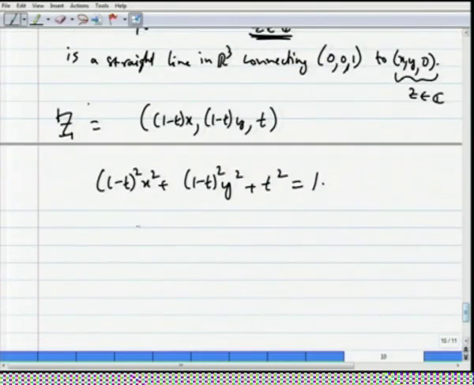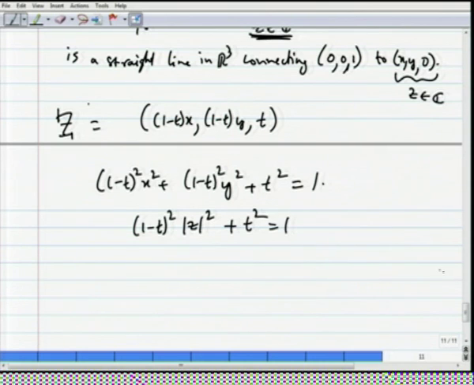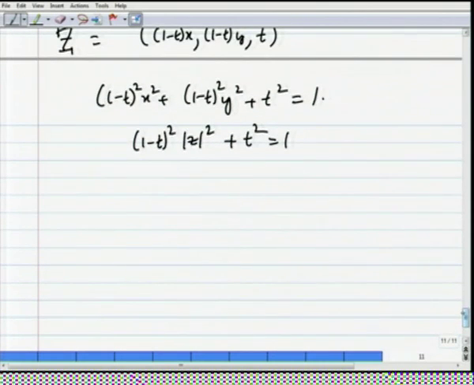Okay. So, this is (1 - t)² |z|² + t² = 1. Now, let us solve for t. So, we get 1 - t² = (1 - t)² |z|². From here we can solve for t.